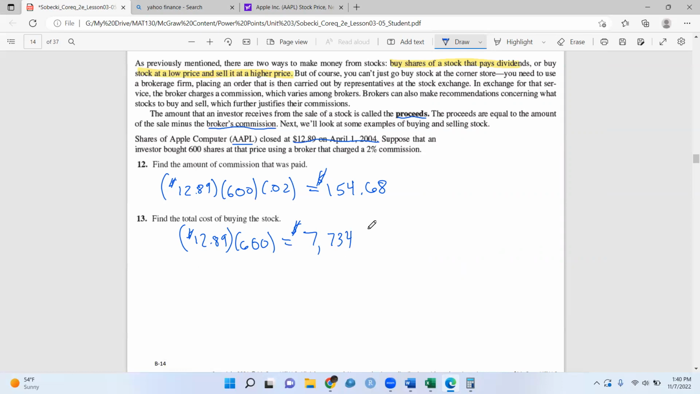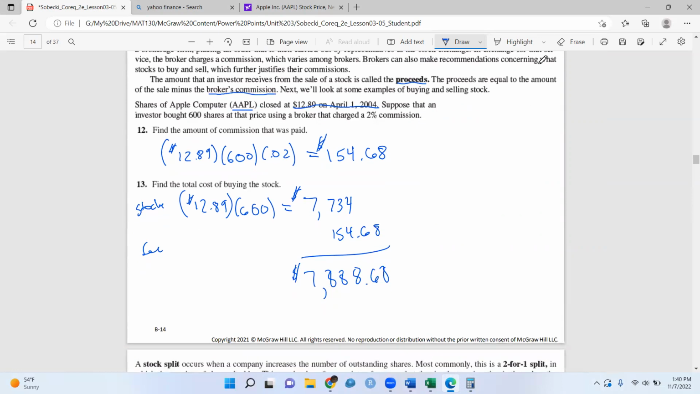All right, so this is the cost of the stocks. And our fee was $154.68. Add those two together and we've got our amount. Hey, I can actually do this one in my head. Hooray. $7,888.68. We need this much cash in our bank account in order to initiate this purchase.